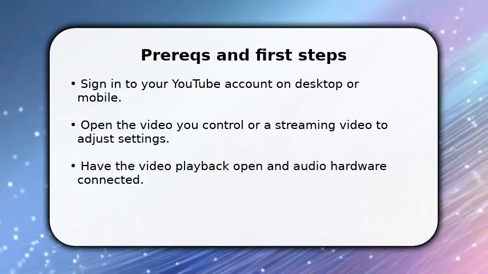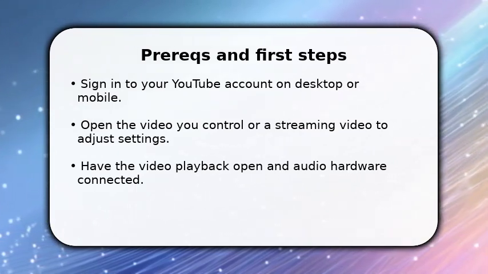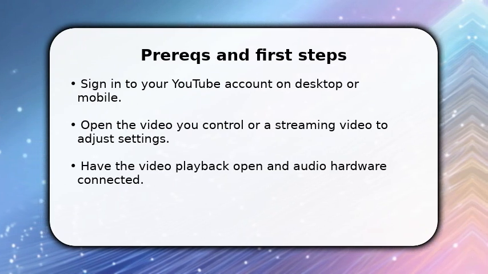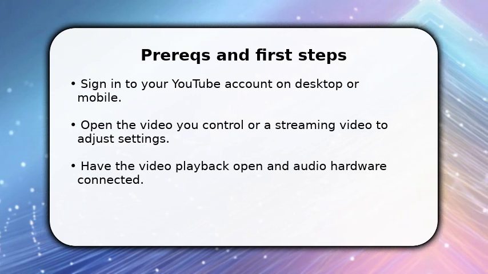You start by signing into YouTube and opening the video you want to control. Make sure your headphones or speakers are connected. Once done, locate the player controls at the bottom of the video so you can access settings quickly.